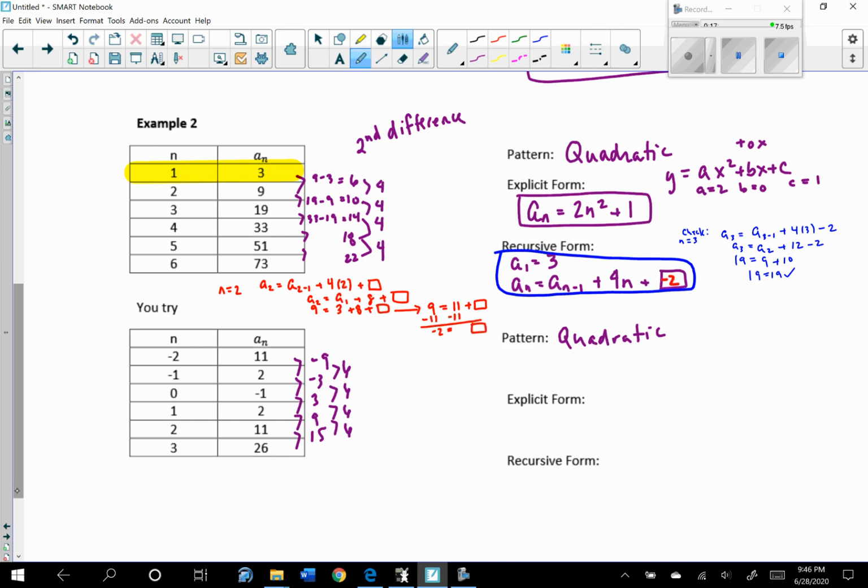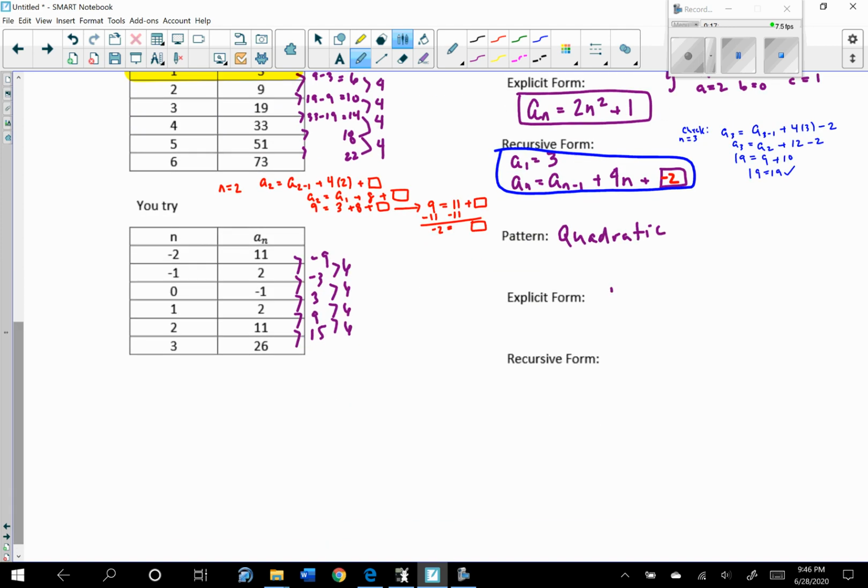And we need the explicit form. So a sub n is equal to, so plug this into your calculator, do stats, calculate, and we want quadratic. So this would be 3n squared minus 1 is what you should have gotten.